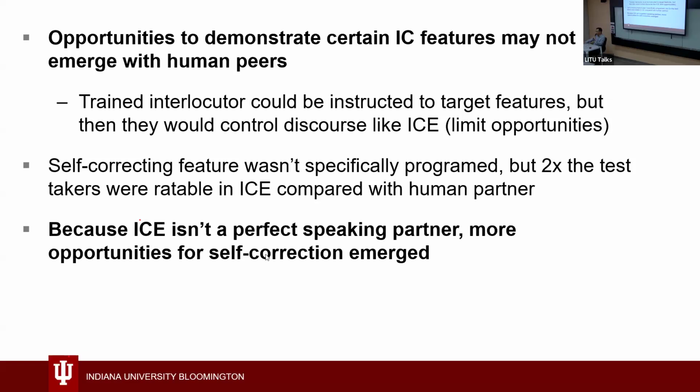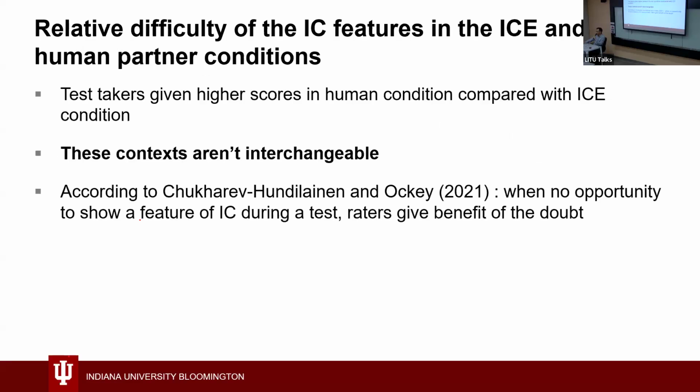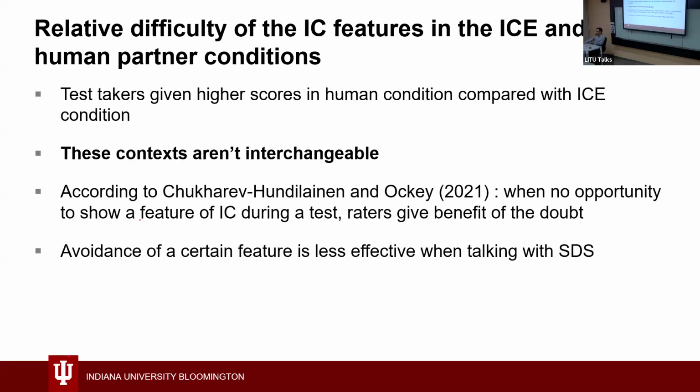Right. So that's what they said, a perfect speaking partner for the needs of self-correction to emerge. So what they said is that you could use this kind of interactional competence elicitor, which is the computer partner. But then what they say is that the scores they receive when they work with the human partner for IC are not comparable, right?